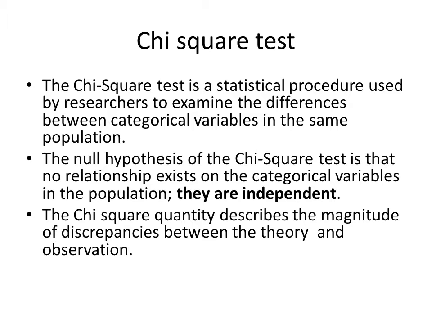A chi-square test is a statistical procedure used by the researcher to examine the differences between categorical variables in the same population. The null hypothesis of the chi-square test is that no relationship exists between the categorical variables in the population. That means they are independent of each other. The chi-square quantity describes the magnitude of discrepancies between the theory and the observation. That is, it defines the differences between the observed value and the expected value.